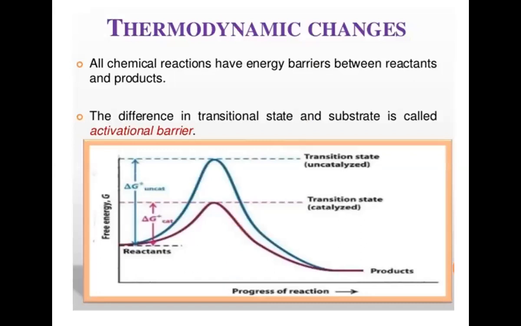So, in that previous session we have studied that all chemical reactions have some energy barriers, right? When reactant molecules interact with each other and form a product, they go through a transition state. And this is the transition state, for the activation barrier. So the difference between the transition state and the substrate is called the activation barrier.